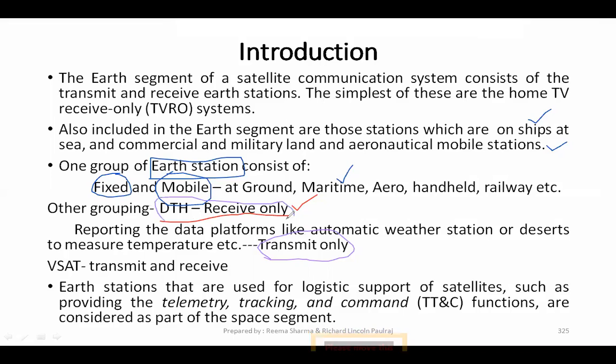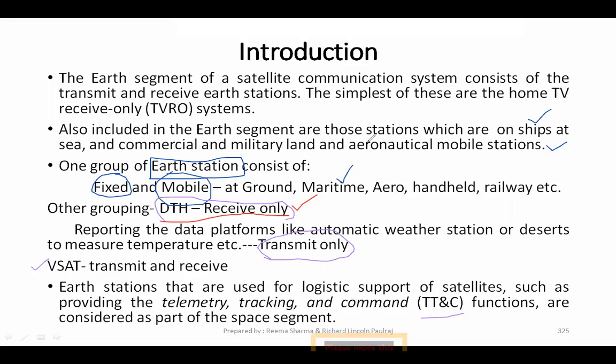Receive only, right? Next, there is another group of satellite called VSAT. Okay, so this can do both. It can send information and also it can receive information. Okay, right. So Earth stations that are used for logistic support of satellites, such as providing telemetry, tracking, and command. In short, we know it as TTNC, are considered as part of space segment.